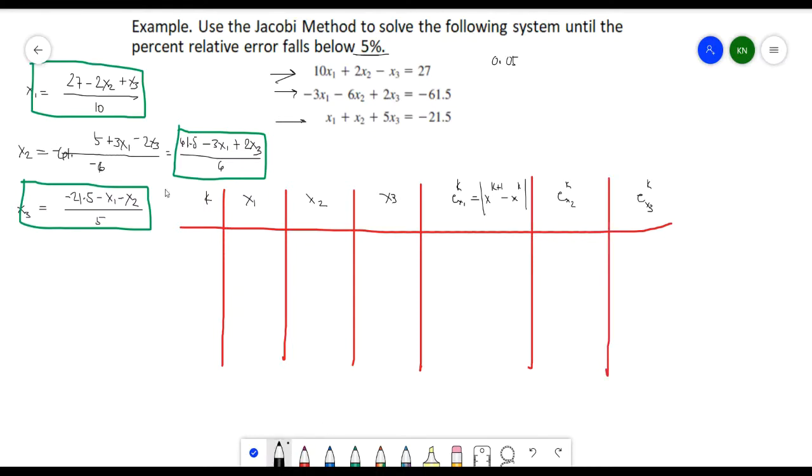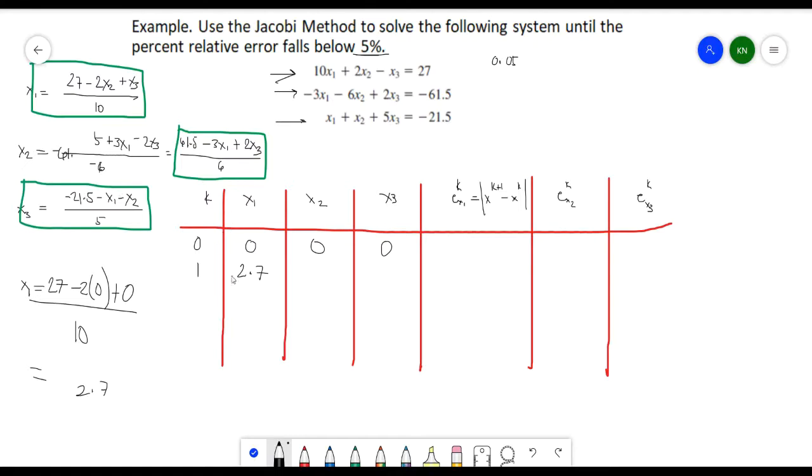Okay, so for the first iteration, we will be having an initial value of all zeros. And then for the first iteration, we will be substituting now all the zeros here into our formulas. So from here, we have our x sub 1 is equivalent to 27 minus 2 times our x sub 2, which is 0, plus our x sub 3, which is 0. That's divided by 10. So that gives us the value of 2.7. So meaning to say, we need to put our 2.7 here.